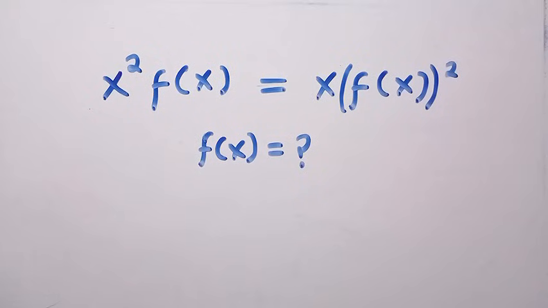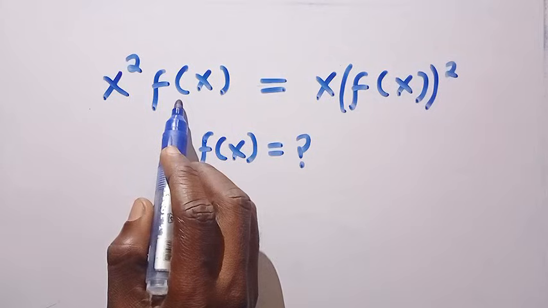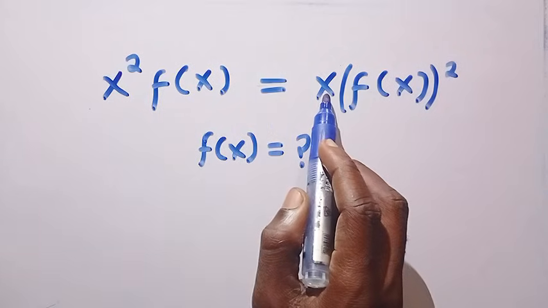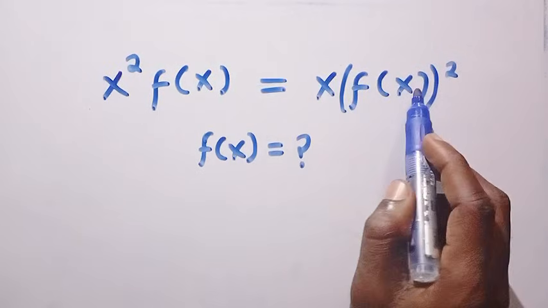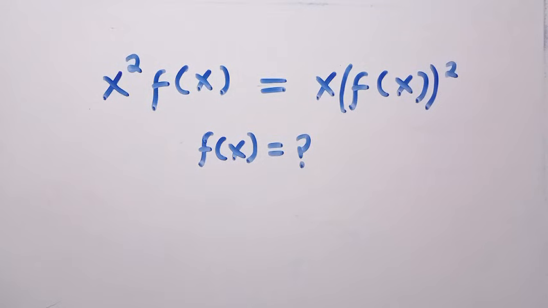How to solve these nice functional equations where we have x squared multiplied by f of x equals x open bracket f of x all squared. And what is f of x? You can pause this video and give it a try. So let's get into it.